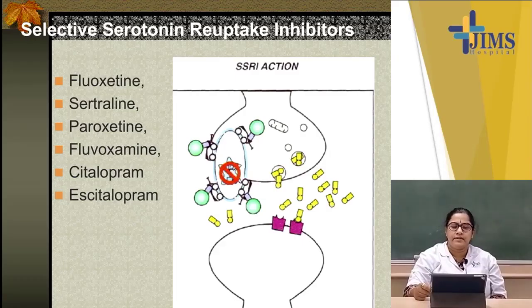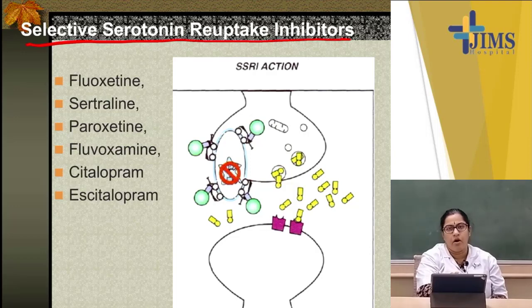So today we are going to discuss the second part of the antidepressant drugs. All the drugs mentioned, the newer drugs are coming. So these are the selective serotonin reuptake inhibitors, or SSRIs. What are the names of the drugs? Fluoxetine, sertraline, paroxetine, fluvoxamine, citalopram, escitalopram.